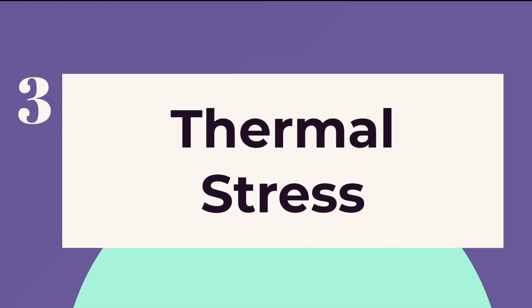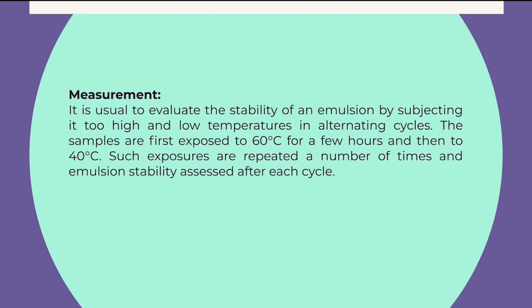Third type of emulsion, thermal stress measurement. It is usual to evaluate the stability of an emulsion by subjecting it to high and low temperatures in alternating cycles. The samples are first exposed to 60 degrees Celsius for a few hours and then to 40 degrees Celsius. Such exposures are repeated a number of times and emulsion stability assessed after each cycle.